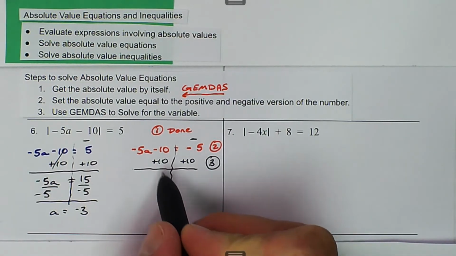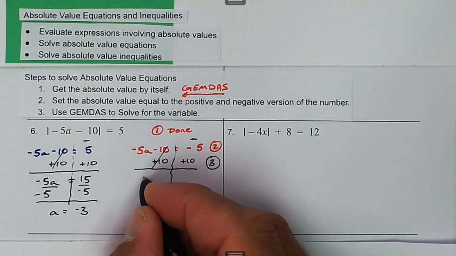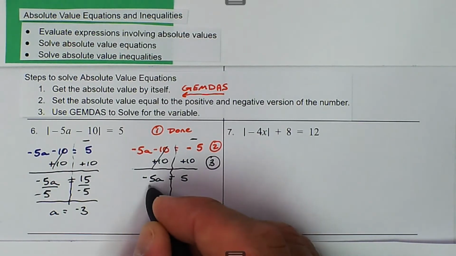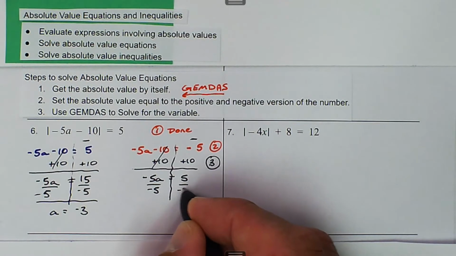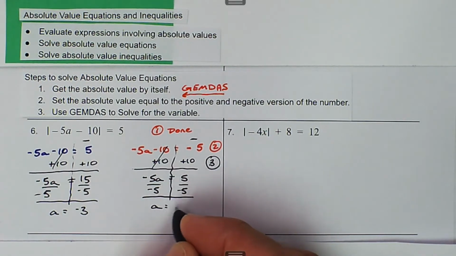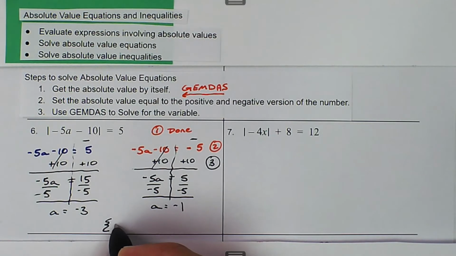Then over here, we have add a 10. So our 10s cancel, we're left with negative 5a. And negative 5 plus 10 is positive 5. And divide by negative 5. And we get a is equal to negative 1. So those are our 2 possible solutions. And then we just have to write them in set notation. So we get the set of negative 3 and negative 1.